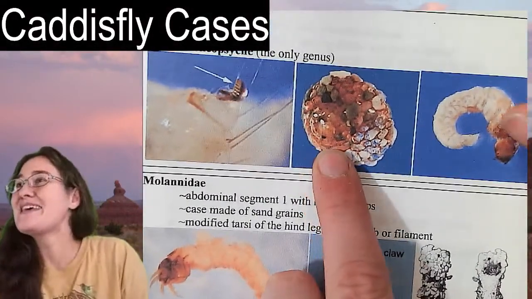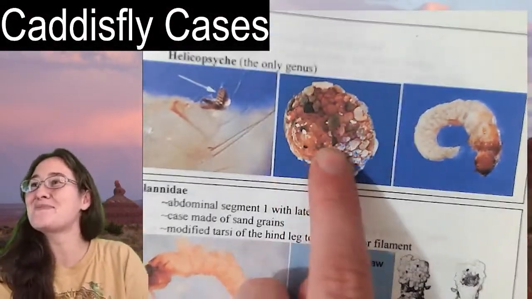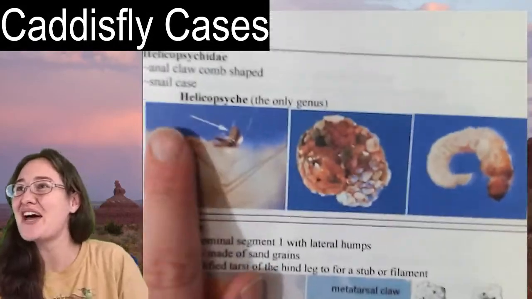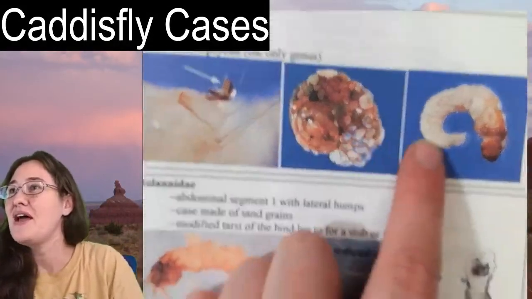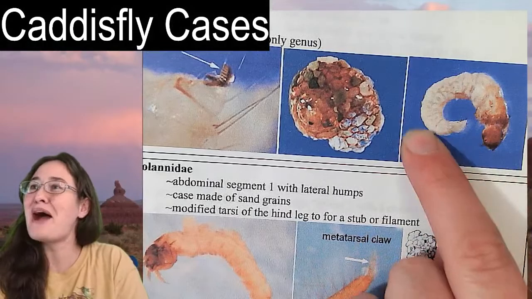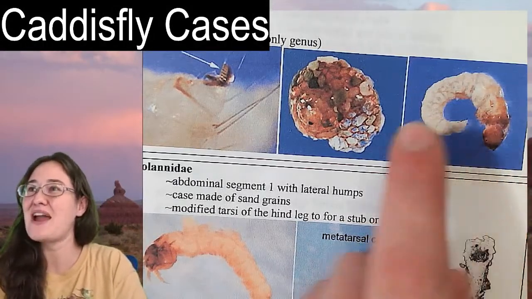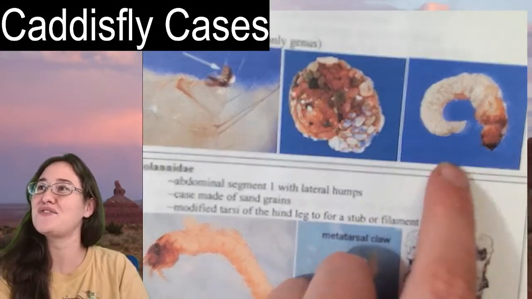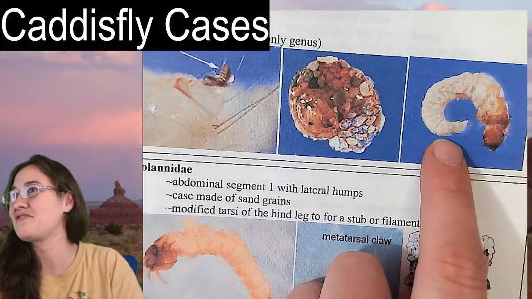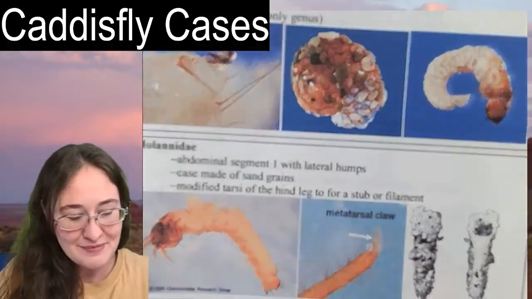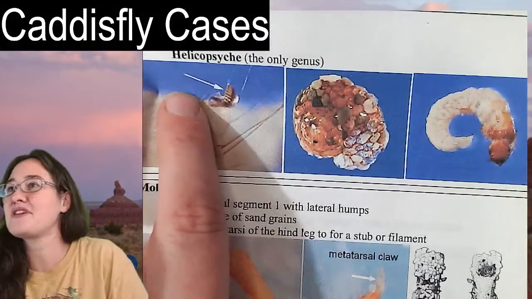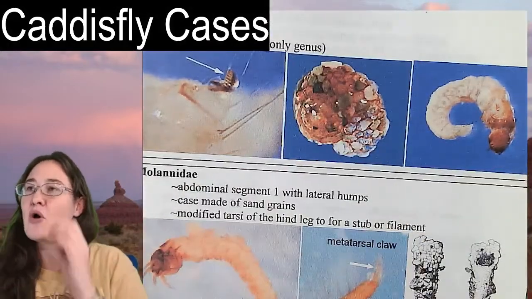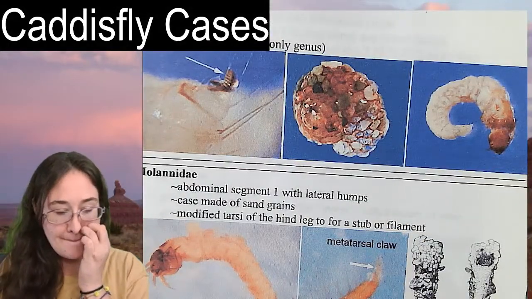These guys make their cases in little spirals like a snail shell. We call them Helicopsychidae, but their body is even in this very round shape. So even once they come out of this shell, they are all like this cute little C-shaped guy. And they do have this kind of little claw at the end to hold themselves into their case.